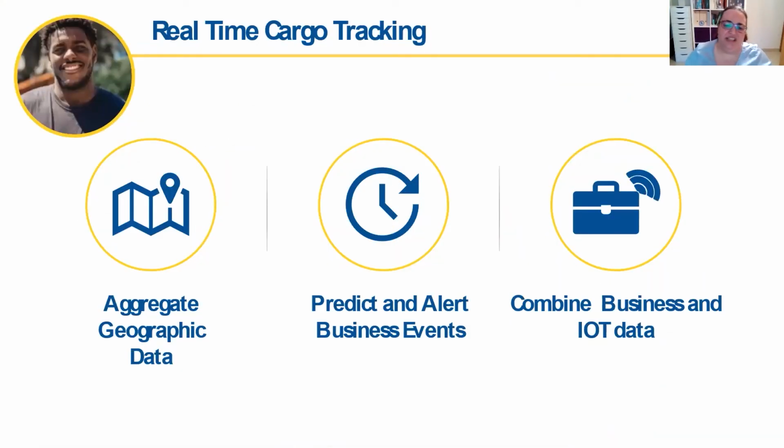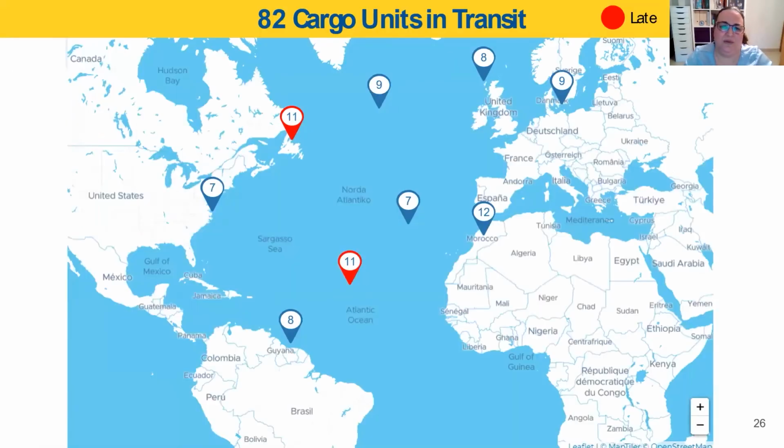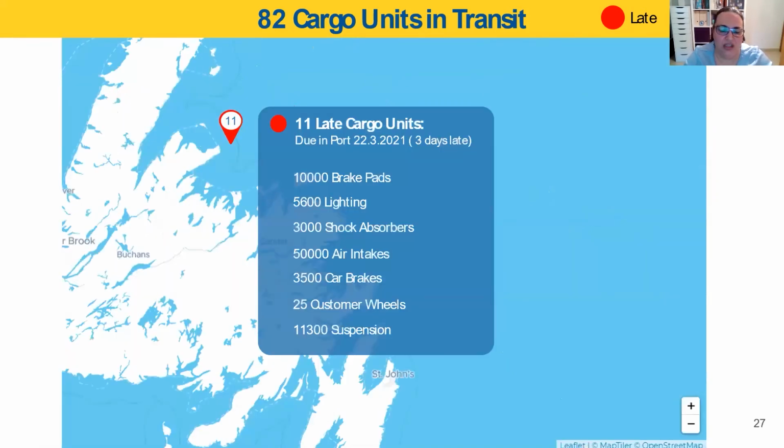And after we predicted those business events, we wanted to combine business information with the IoT data to give the user a much fuller understanding of the situation. For example, if the user clicks on the late area, he would zoom in and see the number of cargo units that are late. He would see that he's basically 3 days late, and according to what we think, he's going to get to the port on the 22nd of March, which means that he can now start preparing to pick up this cargo from the port.